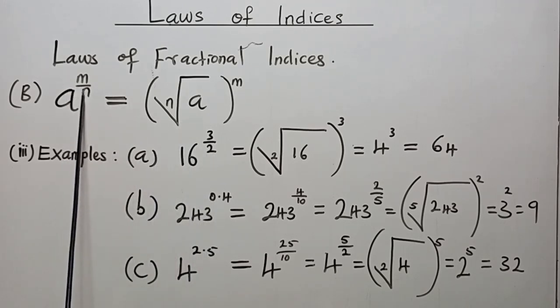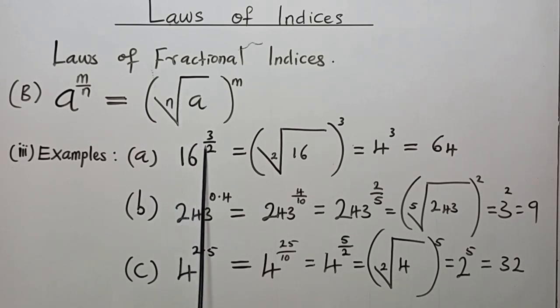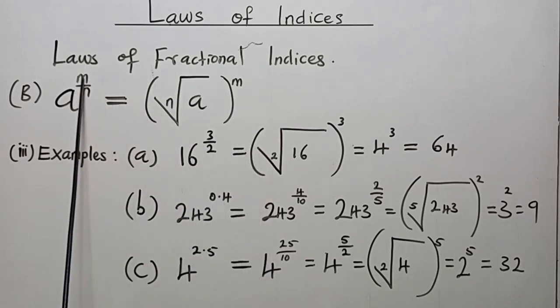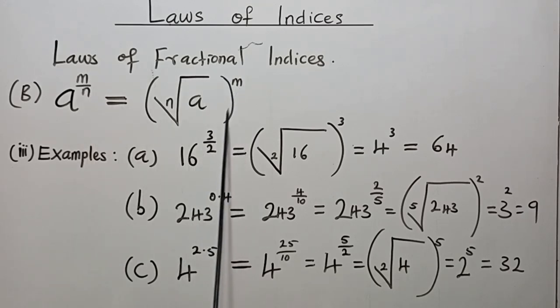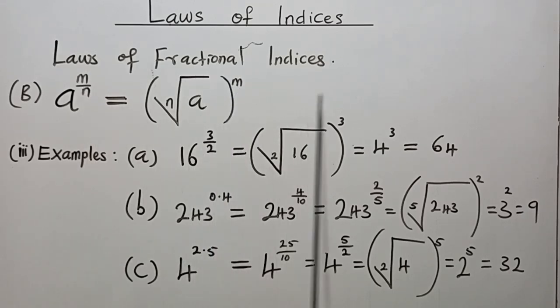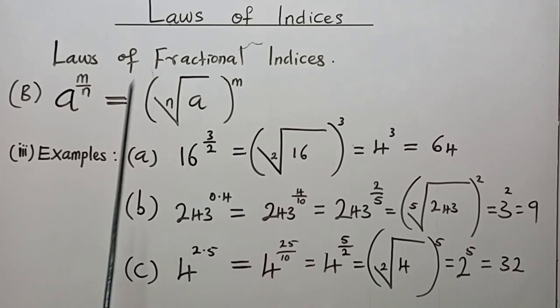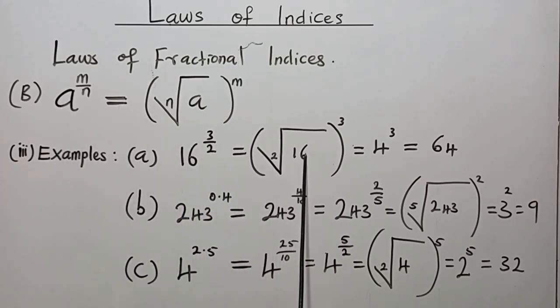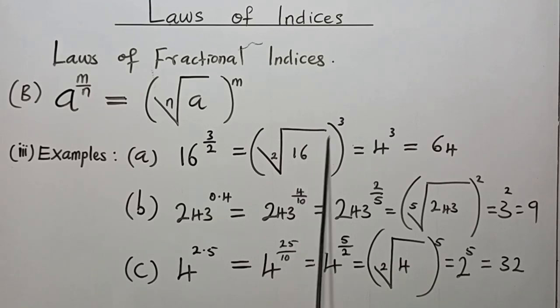Check where this n is. See it here. That means that this 2 will be here. Check where this 3, this m is. It is here. That means that this m being 3 is here. And this 16 is the a, and it is here. So in the end, it means square root of 16. Whatever you get as the value of square root of 16, raise it to the power 3.